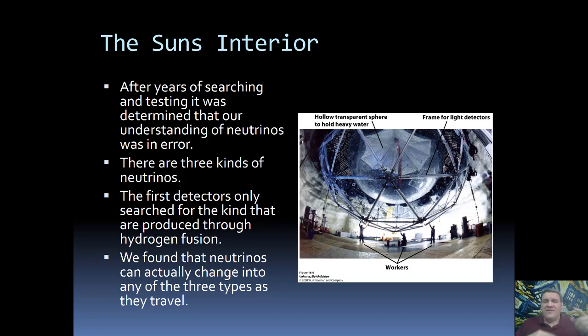So they will oscillate. They'll cycle from one kind to another kind. Well, only one type is being created in the core of the sun, but by the time it travels from the sun to the Earth, it's had enough time that those neutrinos will have completely randomized into all 3 different types. So when we build detectors looking for all 3 different types of neutrinos, then we find the exact number that we expect. So in trying to understand the sun, it actually helped us understand more about some of the tiniest particles in the universe.